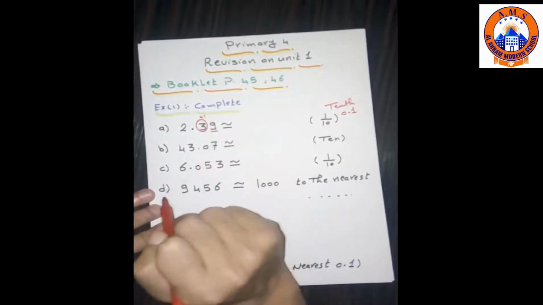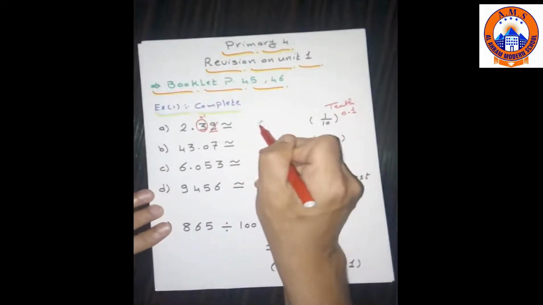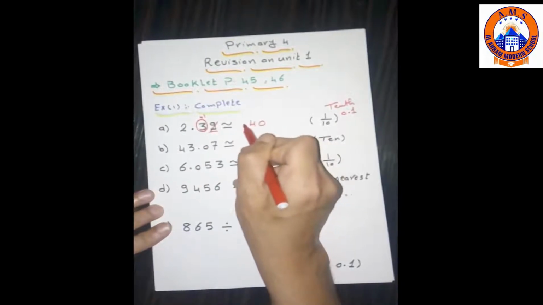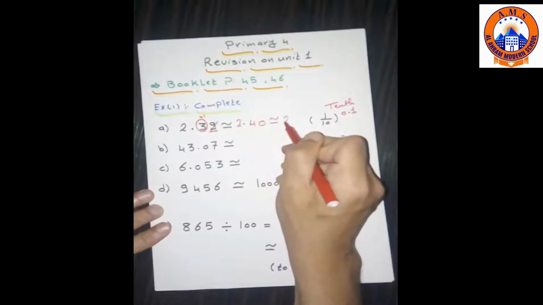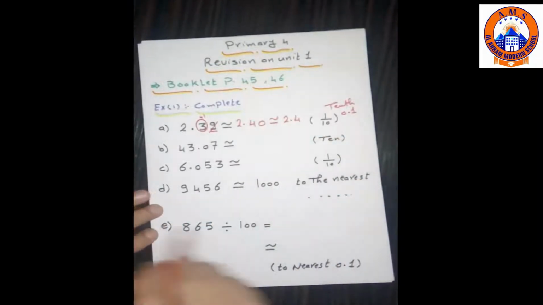So we add 1 to the number 3, and this 9 will be cancelled and turned into 0. The 3 increased by 1 becomes 4. Then we have the number 2, and it can be written as 2.4. We can cancel the 0 after the decimal point.